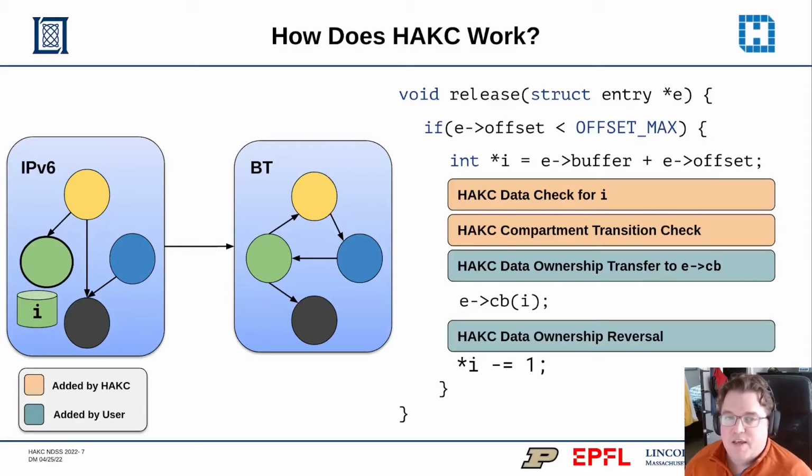The CVE that inspired this code would be mitigated with the data check on I, because the pointer signature would be invalid.